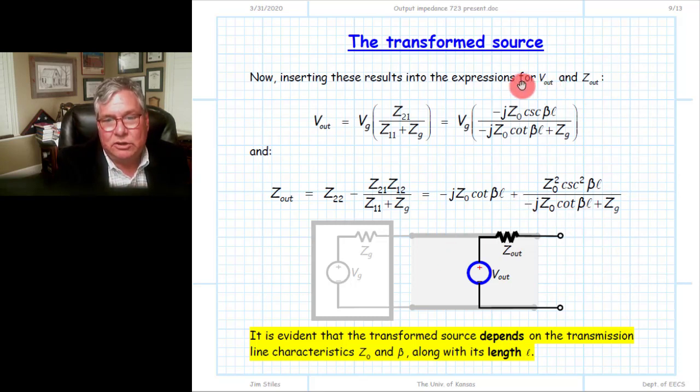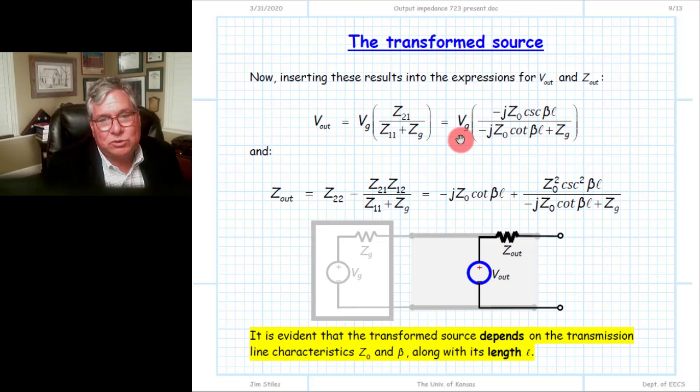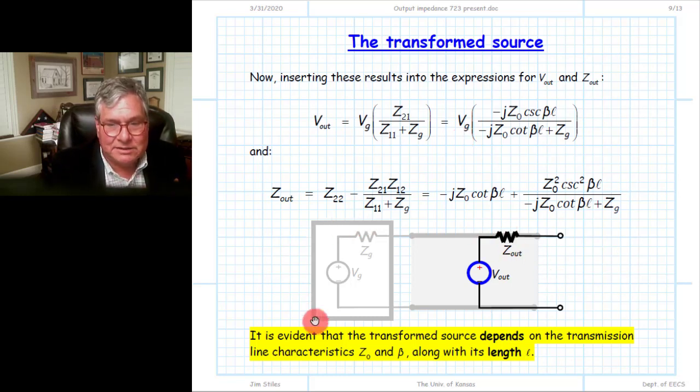And when we look at these results, we find all of those parameters map into the equivalent circuit. We look at these and we find they are dependent on Z0 clearly, beta L clearly, ZG clearly, and VG clearly. So it passes the sanity check that our transform source depends on every element of the entire circuit, because this transform source is the equivalent circuit for this entire thing, and thus it must include a description of each and every element in that circuit that it is equivalent to.